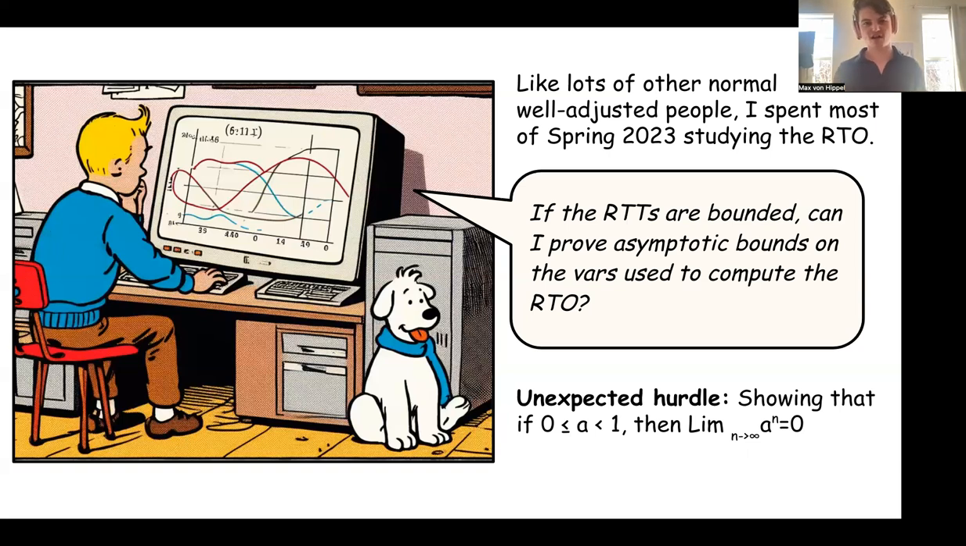And trying to study the RTO, I ran into an unexpected hurdle, which is showing this incredibly simple theorem: if a is a number between 0 and 1, but less than 1, then the limit as n goes to infinity of a to the n is 0. So I'm going to spend some time talking about that theorem and how it can be solved in ACL2, sort of a deep dive. Then I'll zoom out at the end and give a little bit of broader context about what we showed about the RTO.